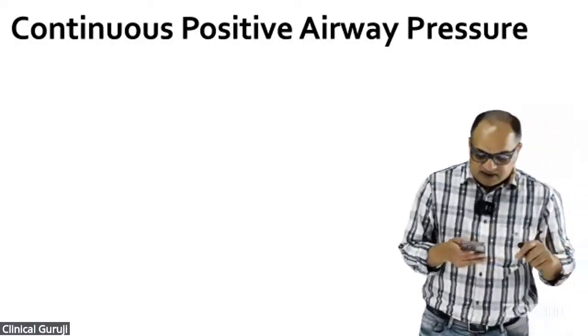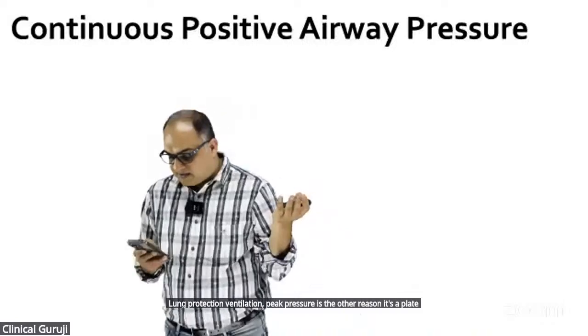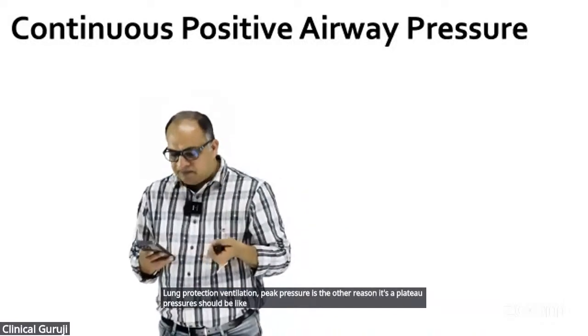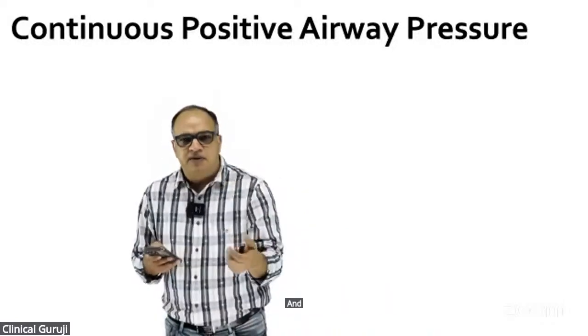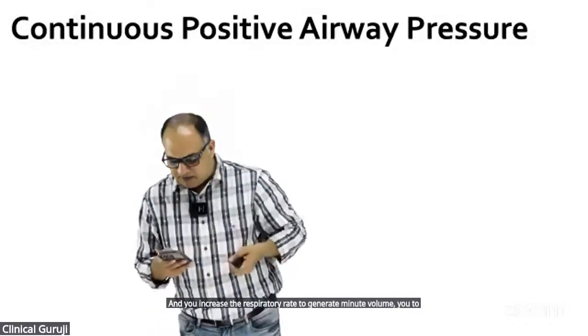Lung protection ventilation: peak pressures should not go too high. Plateau pressures should be under 30 and you increase the respiratory rate to generate minute volume. You tolerate some kind of hypercapnia.